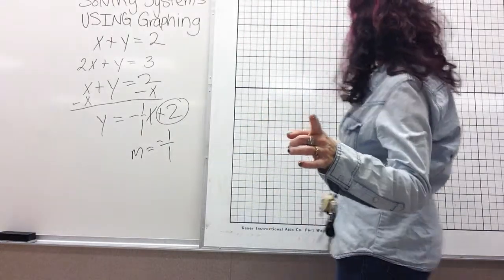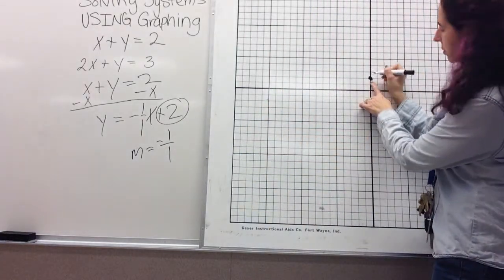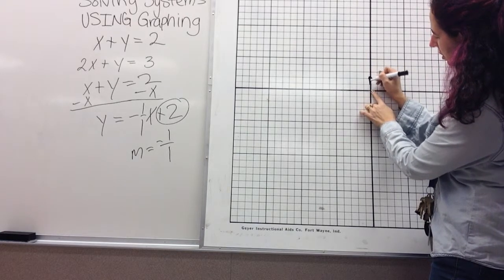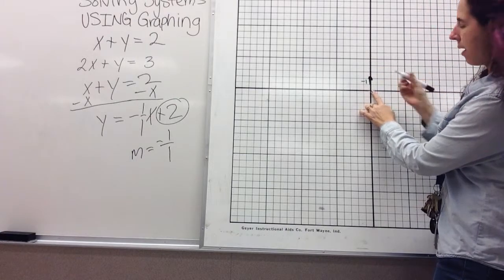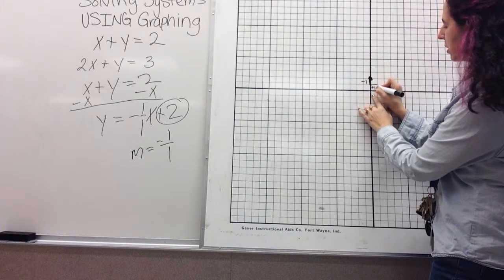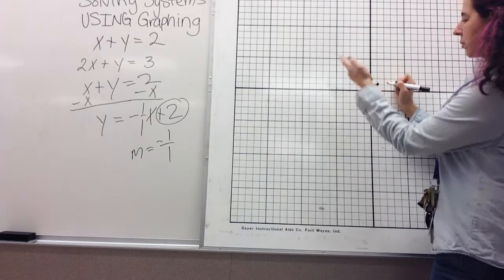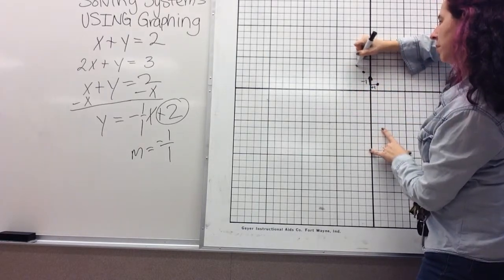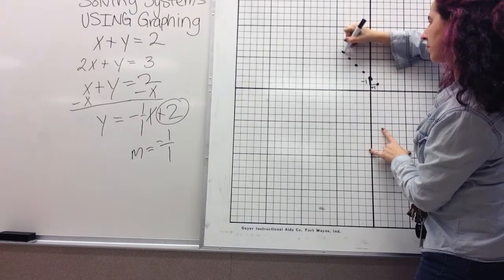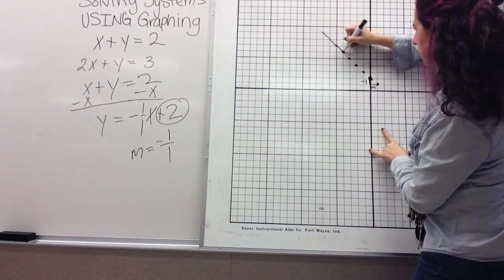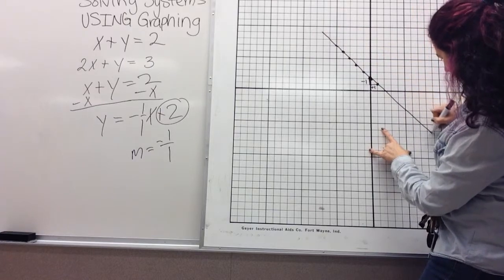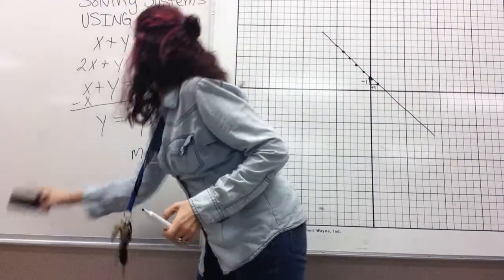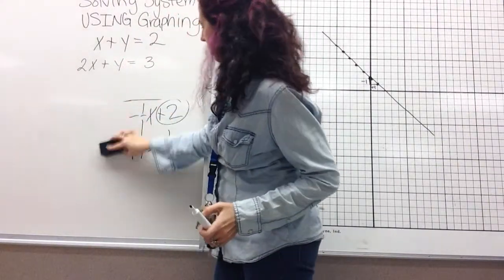And then from 2, we would go down one, so minus 1, okay? And over to the right one, plus 1. And then we would put a dot. We now have 2 dots. You continue that process. You see the pattern. And we draw our line from there. Okay, close enough.